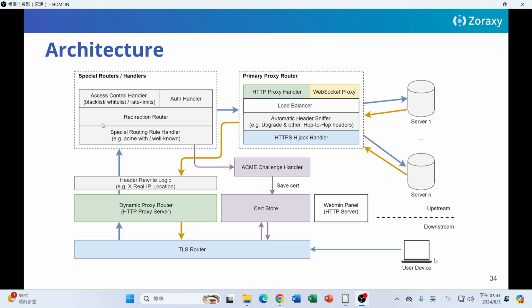And then it goes into a special router, which will check if the request coming in is from an IP that is blacklisted or whitelisted, if it hits rate limits, and it will check authentication if this endpoint has enabled basic auth, and check if it matches any kind of special routing rules. For example, if this request is coming from Let's Encrypt, it will check if this is for generating a certificate, etc. Afterward, it will go into the primary proxy router, where we handle load balancing and protocol switching between HTTP and WebSocket proxy.